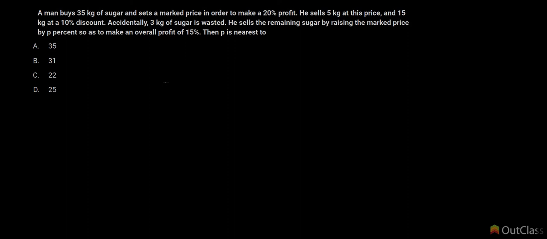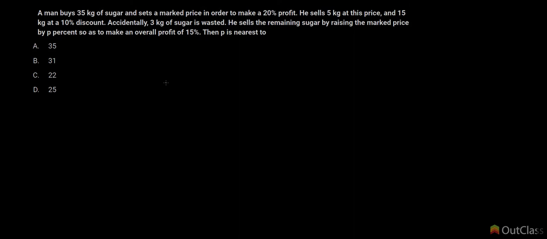A man buys 35 kgs of sugar and sets a mark price in order to make a 20% profit. He sells 5 kg at this price and 15 kg at a 10% discount. Accidentally, 3 kg of sugar is wasted. He sells the remaining sugar by raising the mark price by P percent so as to make an overall profit of 15%. Then P is nearest to which of these numbers?